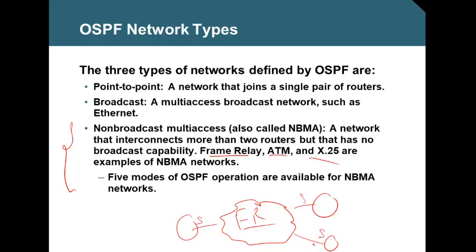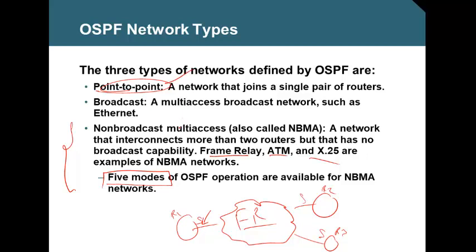In that scenario only, you will have five modes. One of the modes is point to point. You can go to this non-broadcast interface. Serial link is a non-broadcast port. You can make it point to point. It will behave like a point to point. No DR/BDR, timers are 10 seconds and 40 seconds. Or you can configure it as broadcast, but in reality it is non-broadcast.